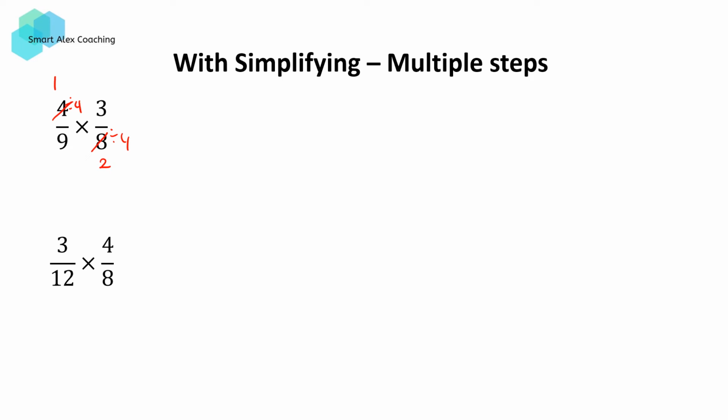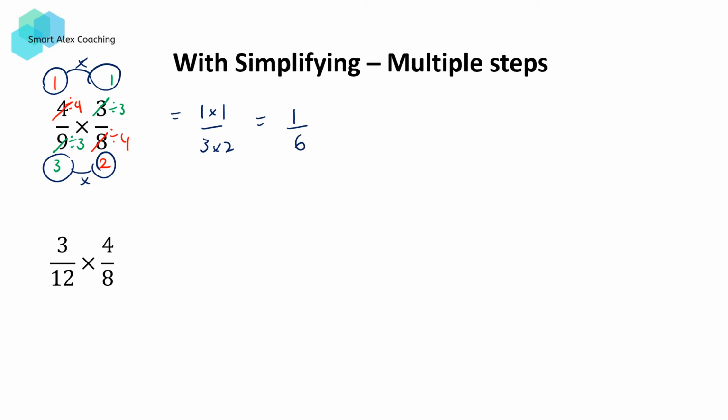Furthermore, 3 over 9 also has got a common factor of 3. So I can divide 3 by 3 and 9 also by 3. This would simplify to 1 over 3, and then we multiply what's left together. 1 times 1 over 3 times 2. And our final answer is simply just 1 on 6.